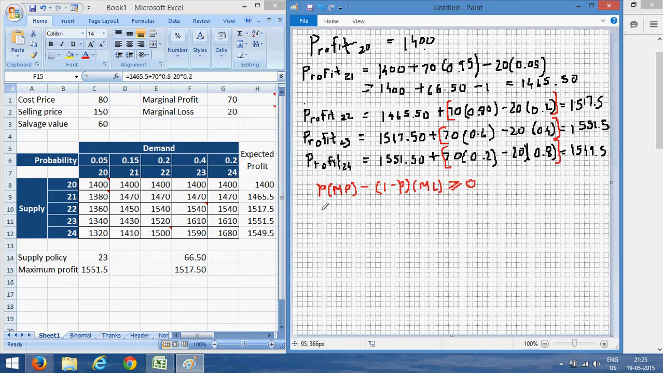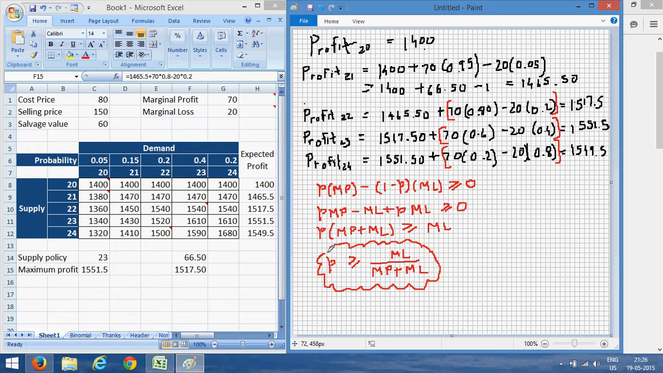If I open the brackets and expand this, I get P times MP minus ML plus P times ML, which has to be greater than 0. I take this ML on this side and club the P. So I get P times (MP plus ML) has to be greater than or equal to ML, which becomes positive on this side. Or we get P has to be greater than or equal to ML, marginal loss, upon marginal profit plus marginal loss. This is a very important formula for us in the Newsvendor problem. This is called the critical ratio.